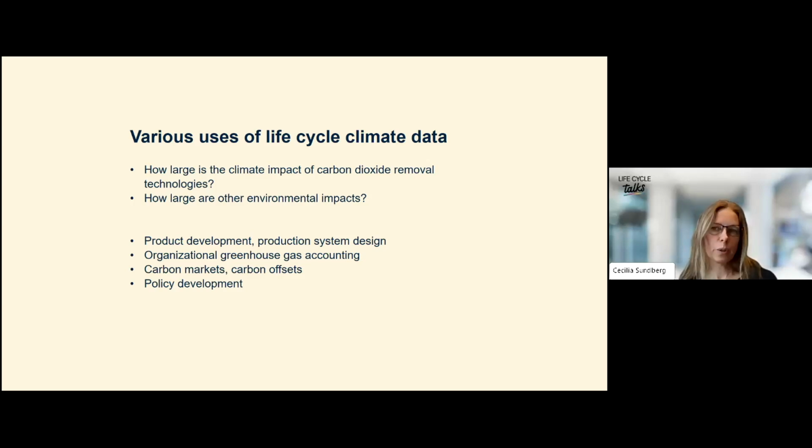And then there's also a need for policy development in this area, and to develop good policy. Of course, this kind of information is also demanded.